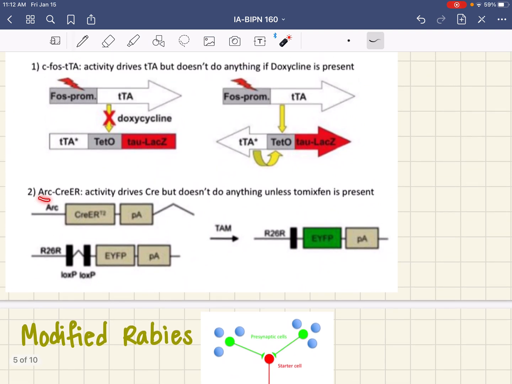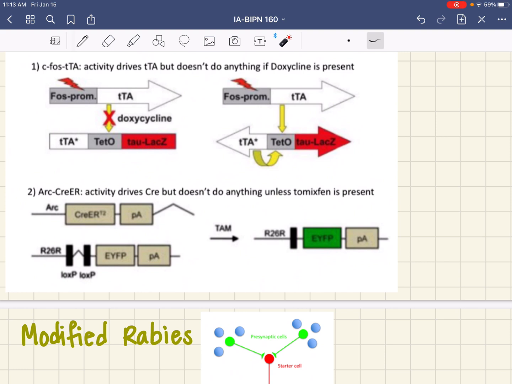Now let's talk about the second immediate early gene, ARC. Again, same thing. The scientists take the promoter region of ARC. Next to it, they place a gene of CRE-ER, and then they have the rest of the gene. Now, the significance of using CRE-ER is that, remember from previously, when CRE is attached to the estrogen receptor, the CRE is in the cytoplasm of the cell. It is taken out of the nucleus when it is in this complex. It is only when we add tamoxifen that CRE is able to dissociate from ER and go into the DNA so that it can do the excising of genes and whatnot, right?